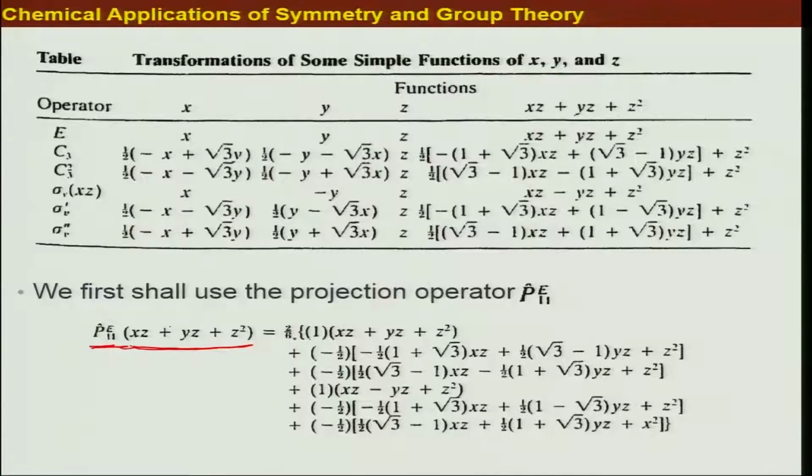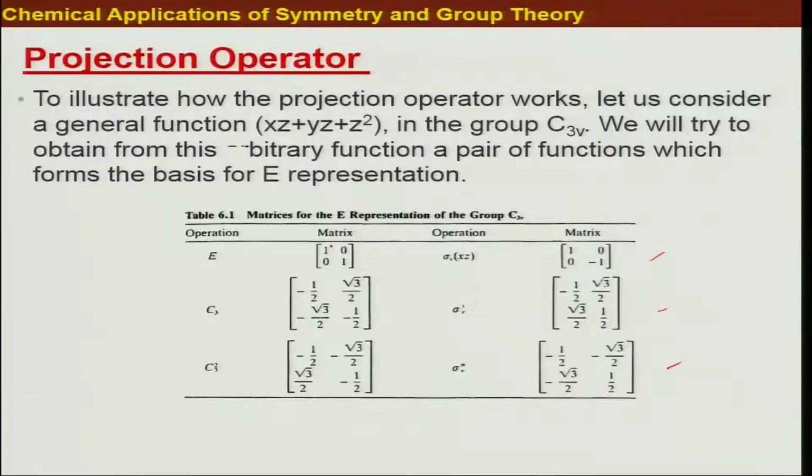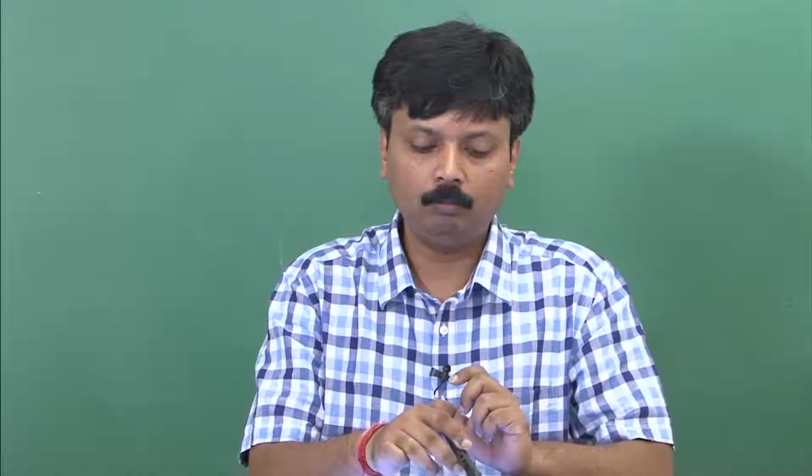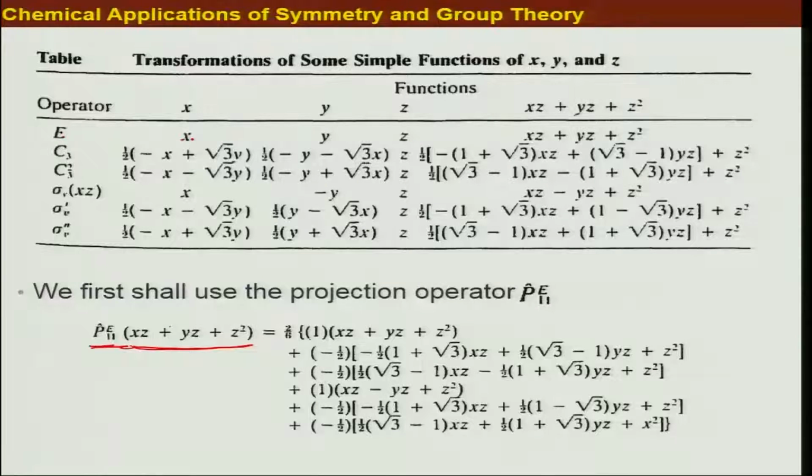So Li by H is common for all, and then you have selected the matrix element. Here you see the first term is for the identity operation, so here we have this term 1. If you quickly go back, you will see this 1 1 element of the operation E is 1. Then you need to know how this identity operation changes the function. E doesn't do anything, so x remains x, y remains y, z remains z, and overall the function xz plus yz plus z square remains as such.